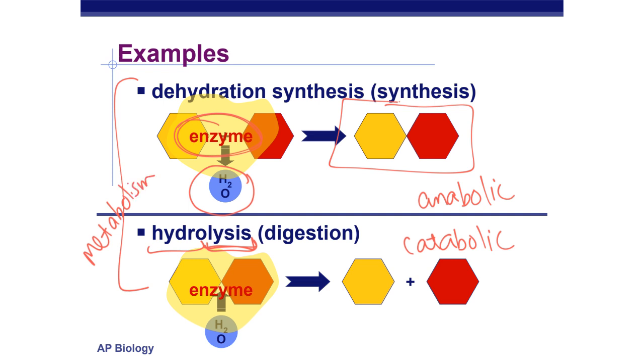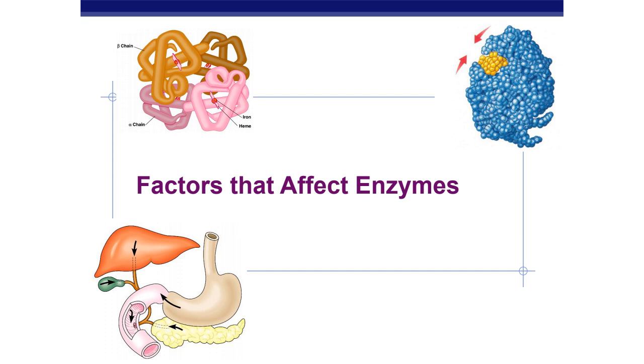So there's going to be a variety of environmental factors that can impact an enzyme's ability to do its job. We're going to look at some of those environmental factors, and then we'll also wrap up and talk about competition for an enzyme's active site.